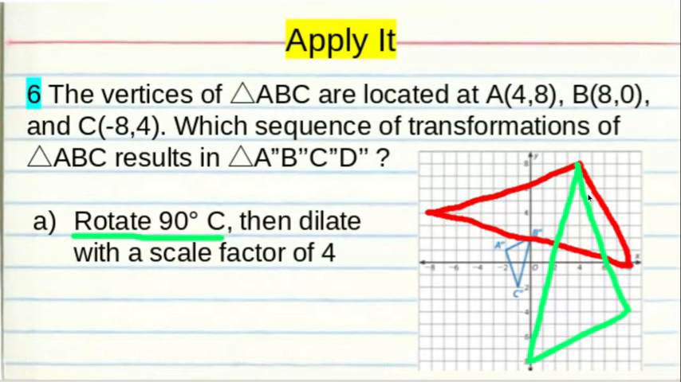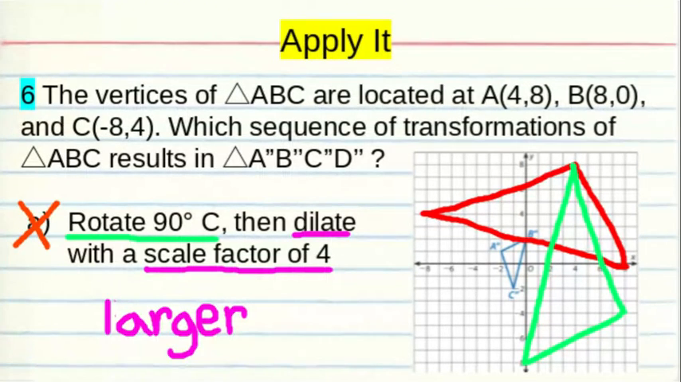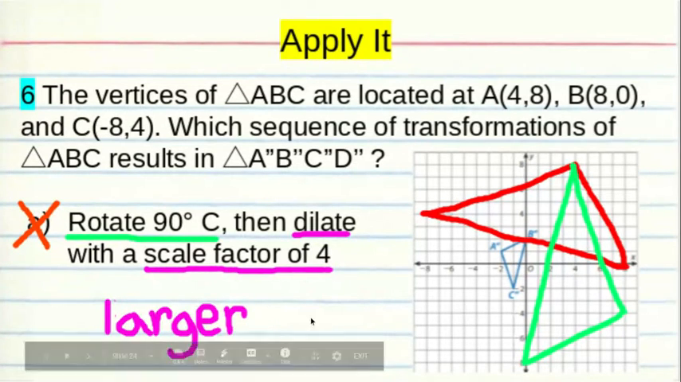And then it wants us to dilate that figure with a scale factor of 4. We can see that since our scale factor is larger than 1, our figure would get larger when we need our final image to be smaller, so we know that A is incorrect.